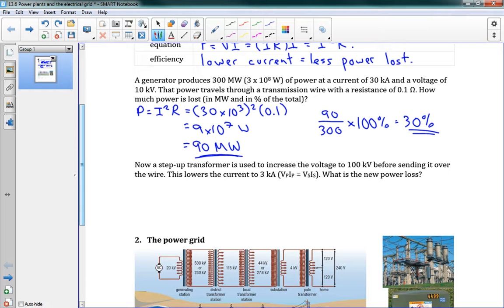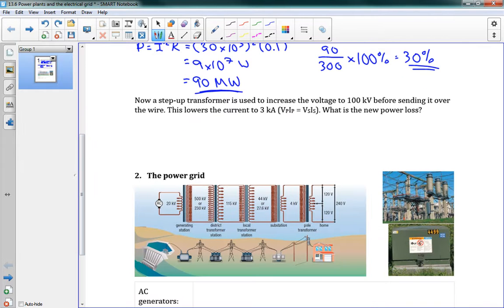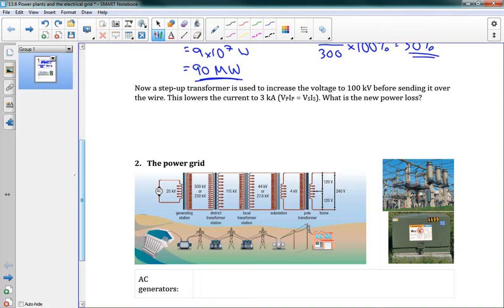If you were a power company and you were losing 30% of your power before it even reaches people's homes, you're not going to be making a lot of money. So let's see if we can fix that. We're going to try to fix that with a step-up transformer.